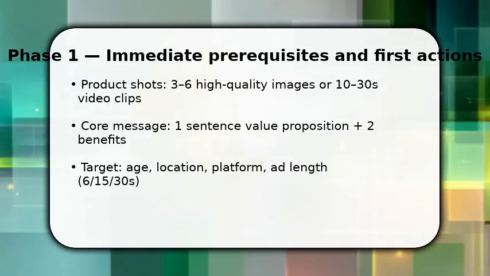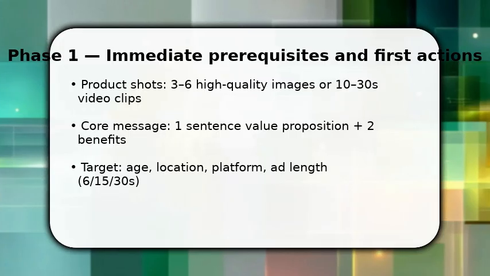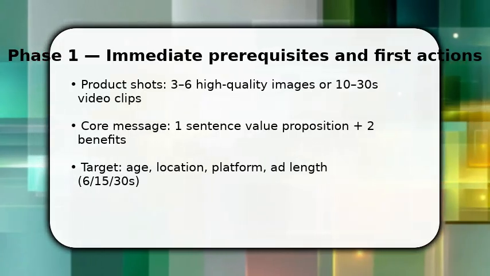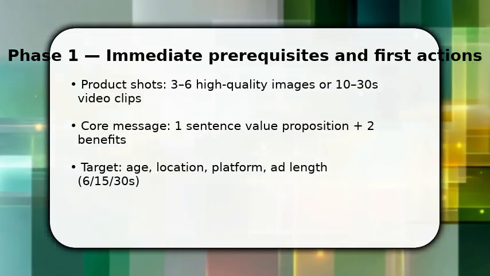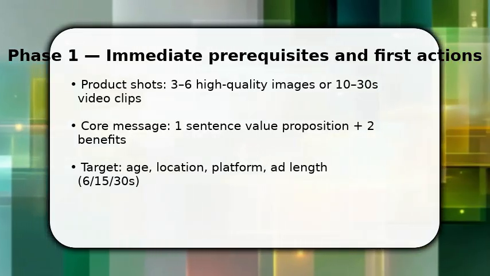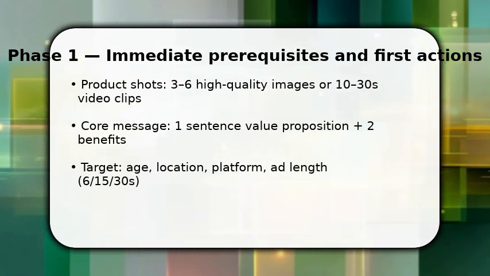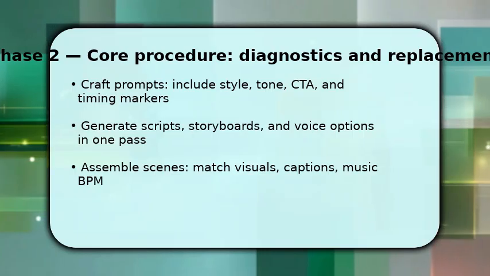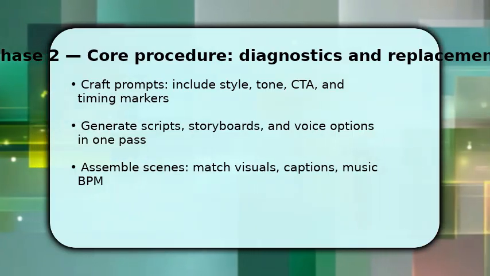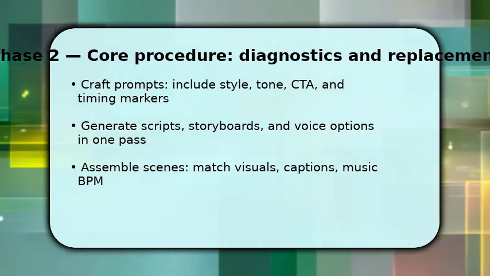Specify audience details, age range, location, and preferred platform, plus desired ad length like 6, 15, or 30 seconds. Once done, choose a tone and reference ads you like to set the creative direction. You now move into prompt engineering and assembly. Be specific about timing and style so the AI creates usable output.